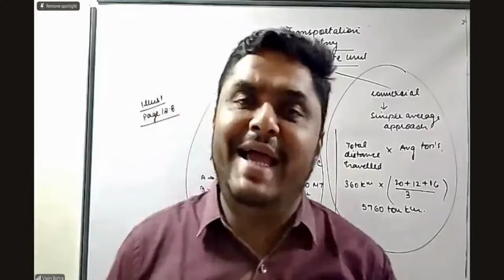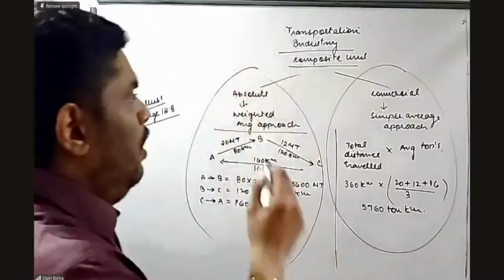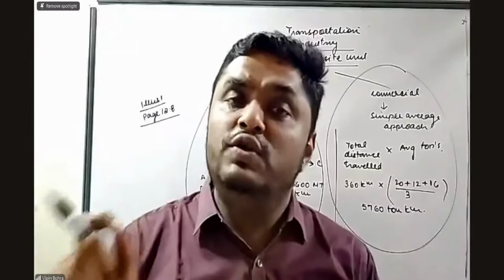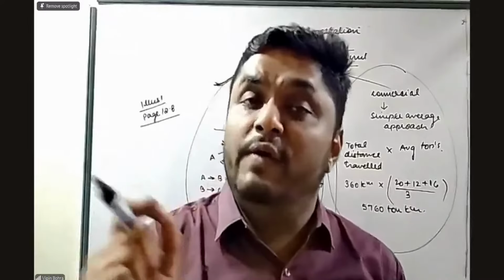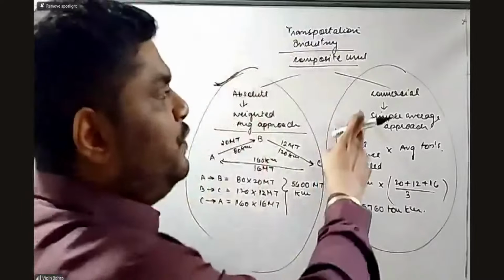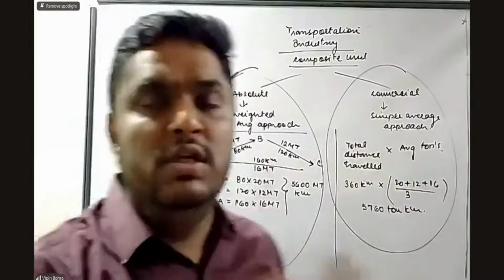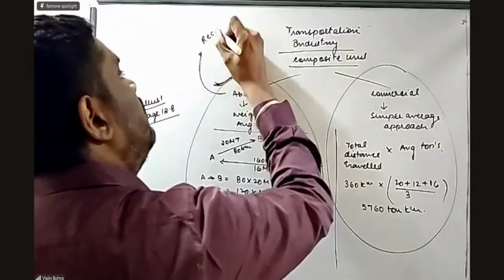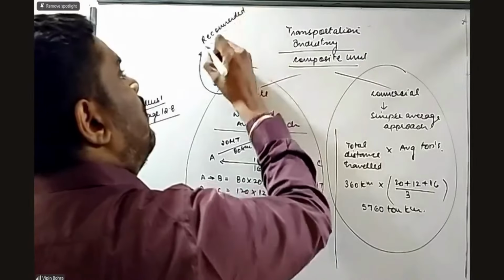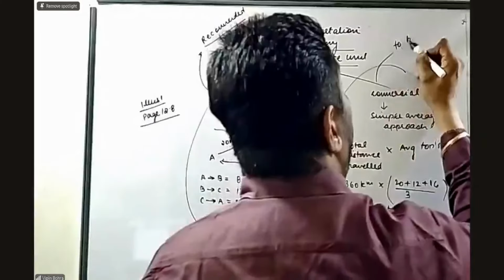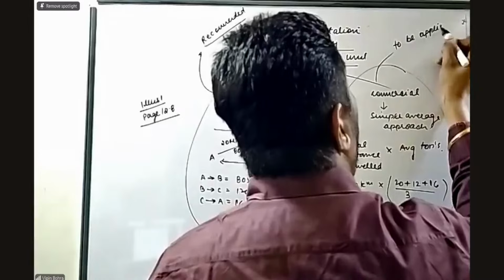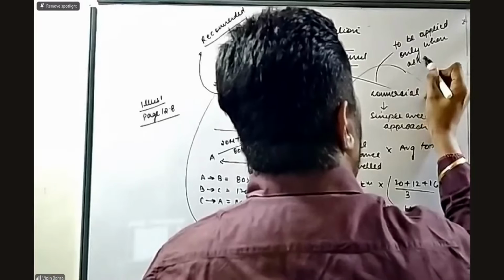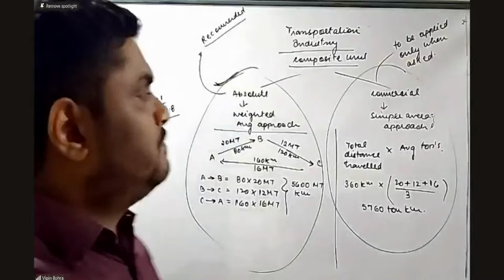Now, if the question is silent, always remember that you have to follow this approach: if the question is silent, always use the weighted average approach. However, if the question clearly specifies that you have to use the simple average approach or commercial approach, then you have to. So I repeat again, I'm just writing: recommended to be applied only when asked. That's it.